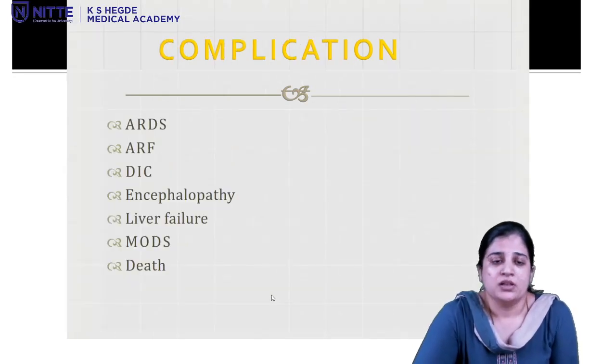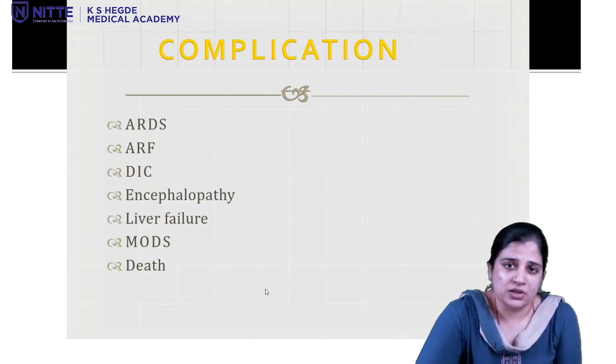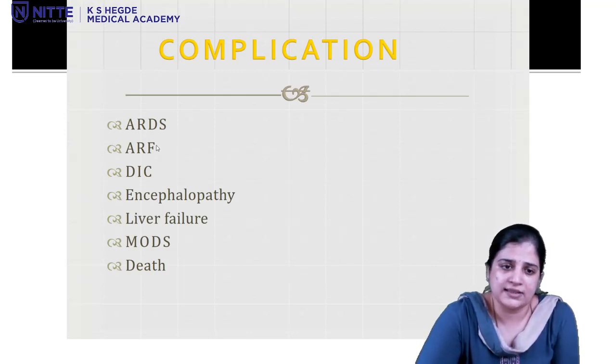So what are the complications we can expect here in septic shock? They are acute respiratory distress syndrome, ARDS, acute renal failure, DIC, encephalopathy, liver failure, and multi-organ dysfunction, which all lead to death.